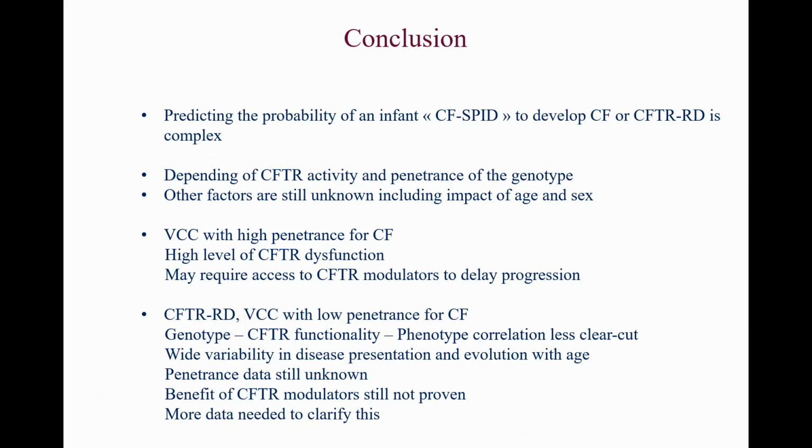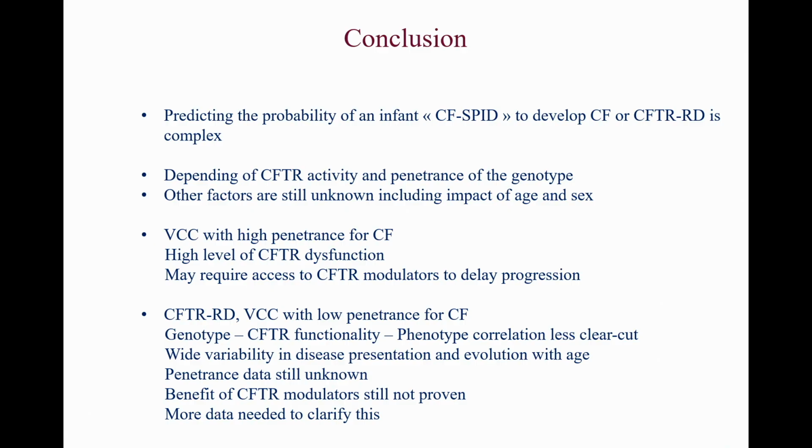So in conclusion, predicting the probability of an infant CF-SPID to develop CF or CFTRD is complex. It depends on CFTR activity and penetrance of the genotypes. Other factors still unknown or under study, including impact of age and sex, are important, and also additional genetic factors in the CFTR gene.